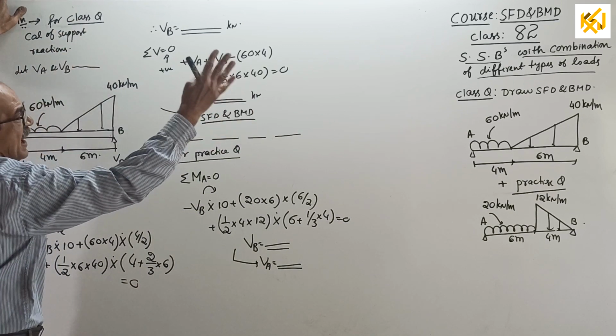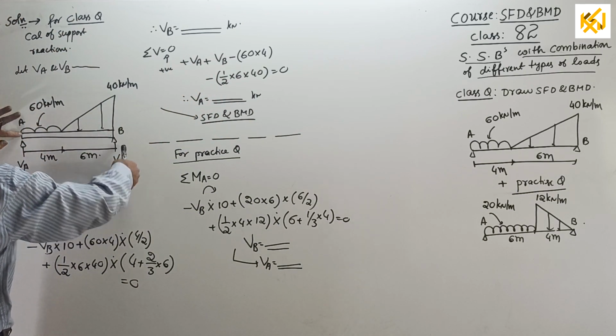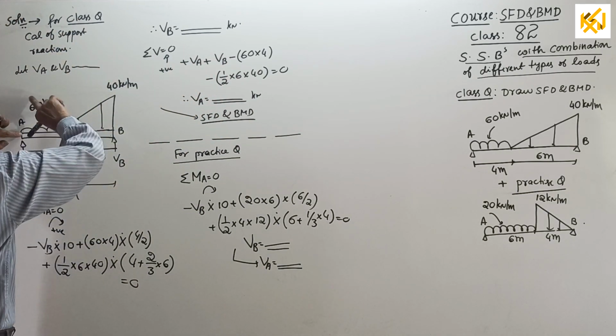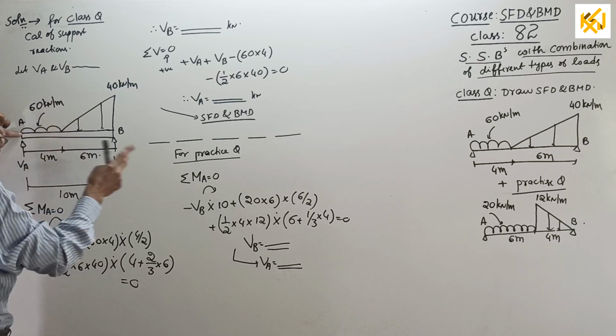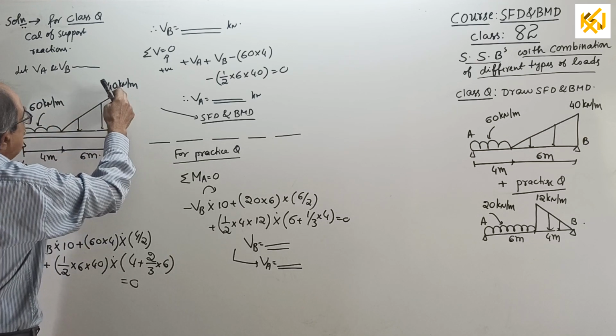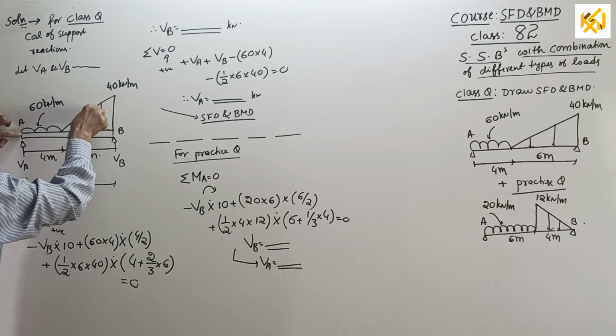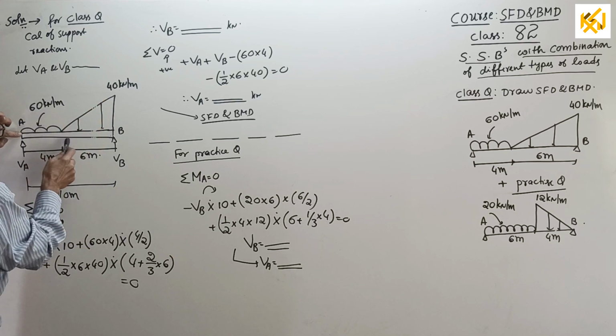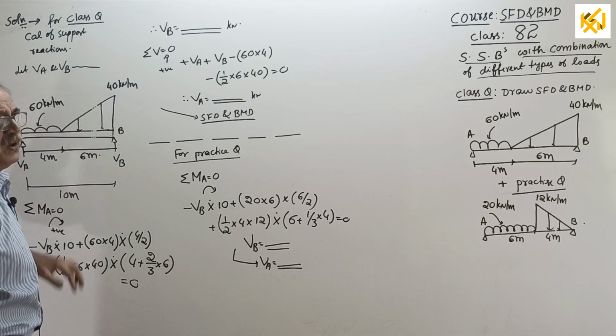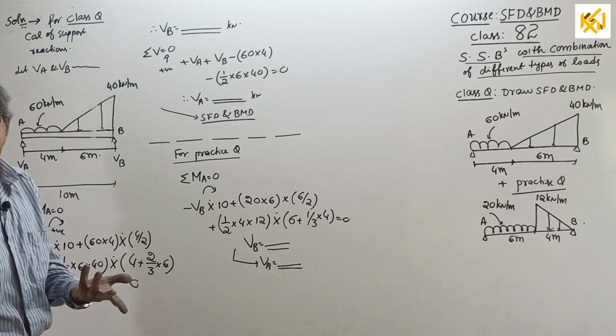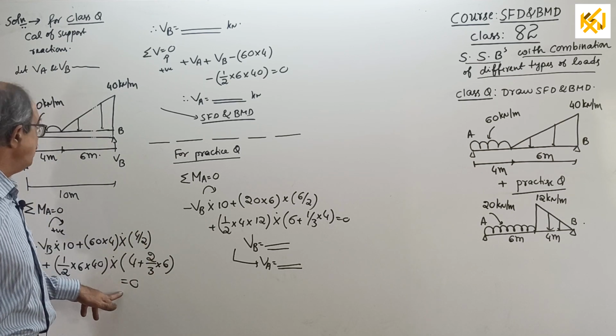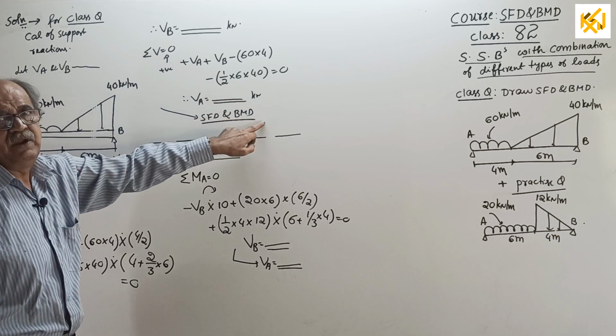Let the reactions be VA and VB as usual. Take moment about A: minus VB into 10, plus 60 into 4 into half of 4, plus half into 6 into 40, which is the total load. It will pass somewhere here, at 4 plus 2 by 3 of 6. Why 2 by 3? I don't know how many times I have told you. Equal to 0, you get VB, and from sigma V equal to 0, you get VA.